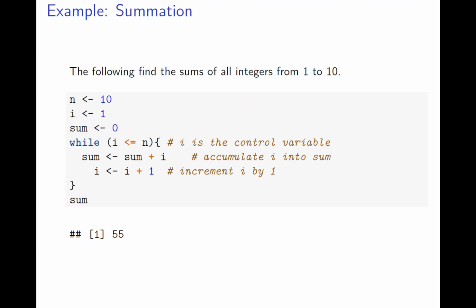Let's sum all the integers from 1 to 10. So define n equal to 10, i equal to 1, and sum is 0. As long as i is less than n, you get the sum: each time you add i, and every time i goes up by 1, then automatically you are summing 1, 2, 3, 4, 5 until i becomes 10. So automatically you got 1 to 10. See the example.